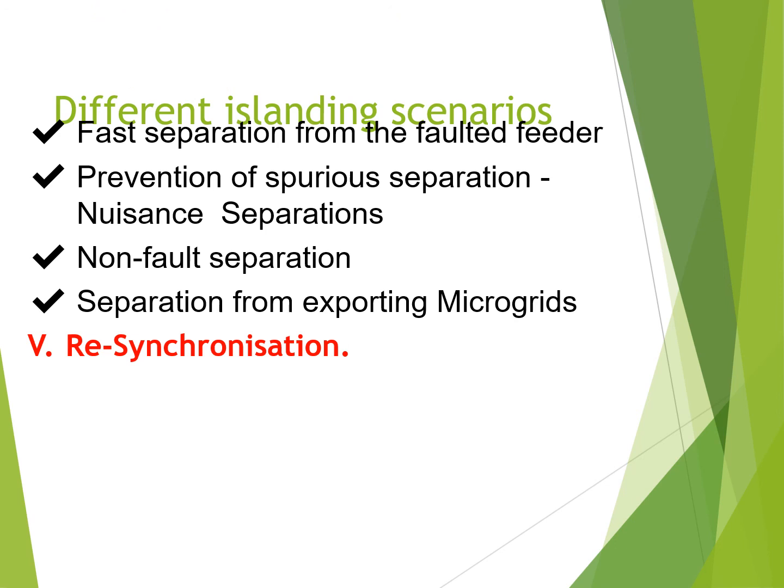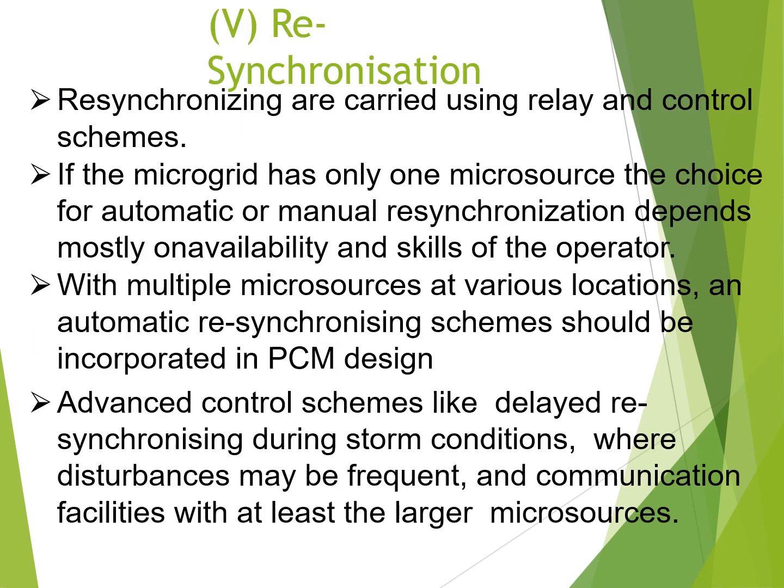So coming to the last scenario, resynchronization. Resynchronizing is usually carried out using relay and control schemes, and if the microgrid has only one microsource, then the choice for automatic or manual resynchronization depends mainly on the availability and skills of the operator. And if multiple microsources are there at various locations, automatic resynchronization schemes should be incorporated in the PCM design.